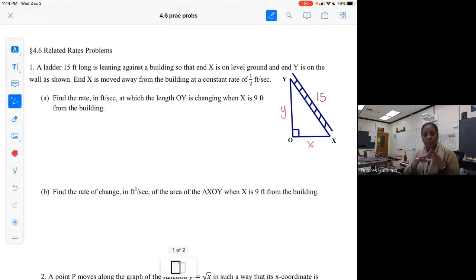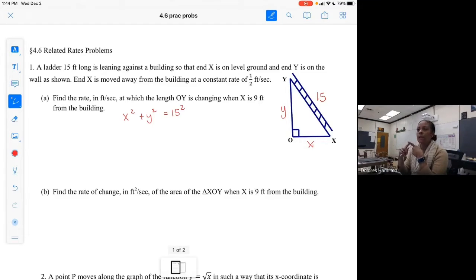So our first objective, folks, is we want to come up with the equation that relates x and y. So you're looking at this right triangle with sides x and y and hypotenuse 15. How can I relate those two variables x and y? I hope that you thought Pythagorean theorem. a squared plus b squared equals c squared. That's how I can relate my x and my y. All right, so that's our first objective.